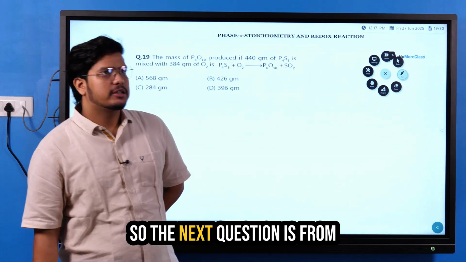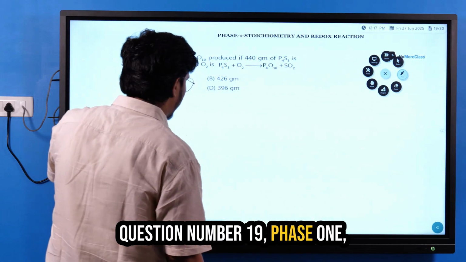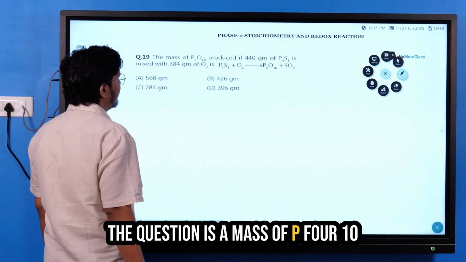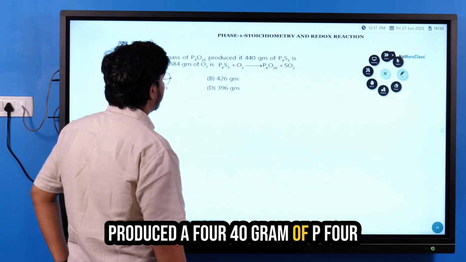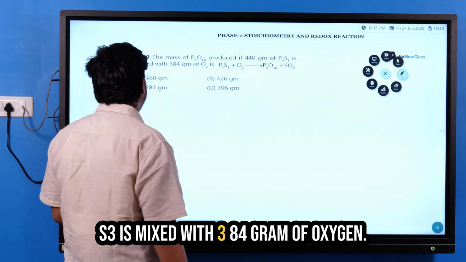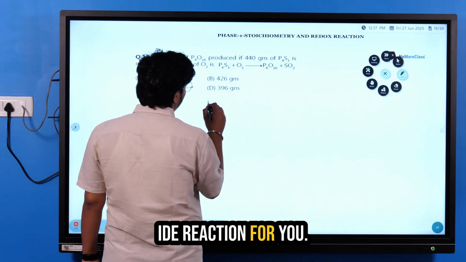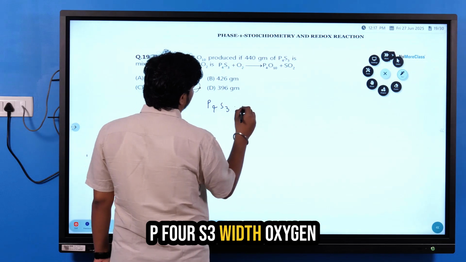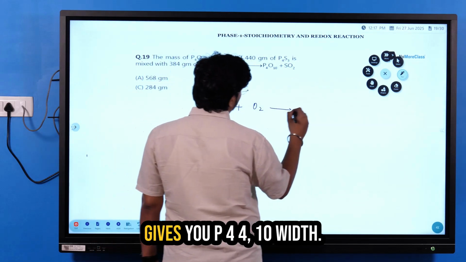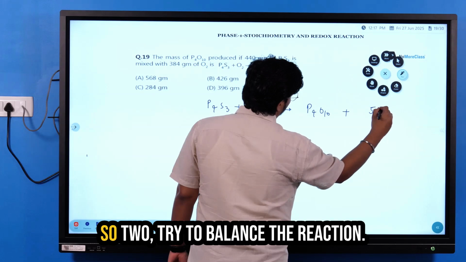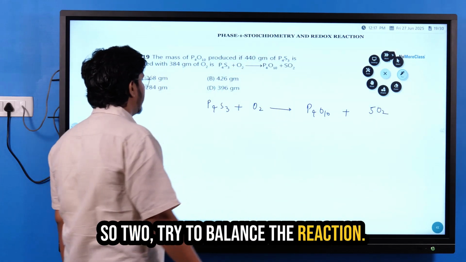Hello. So the next question is from question number 19, phase 1, documented of reaction. The question is the mass of P₄O₁₀ produced if 440 gram of P₄S₃ is mixed with 384 gram of oxygen, and the reaction is given. So first I write the reaction for you. P₄S₃ with oxygen gives you P₄O₁₀ with SO₂. Try to balance the reaction.